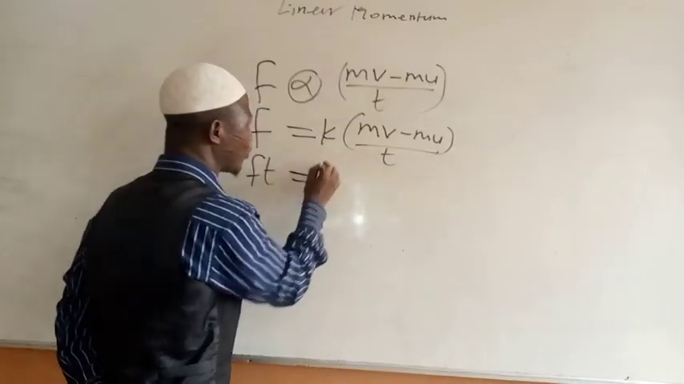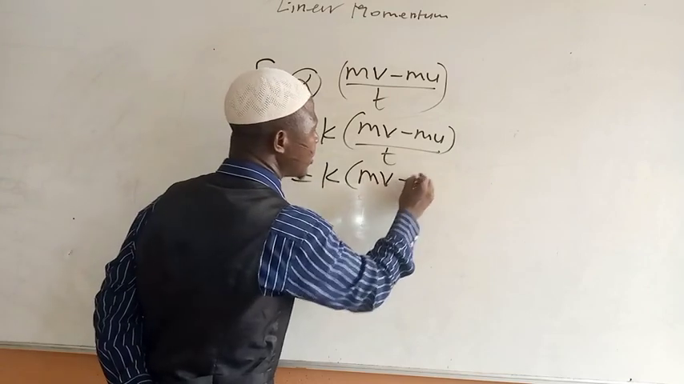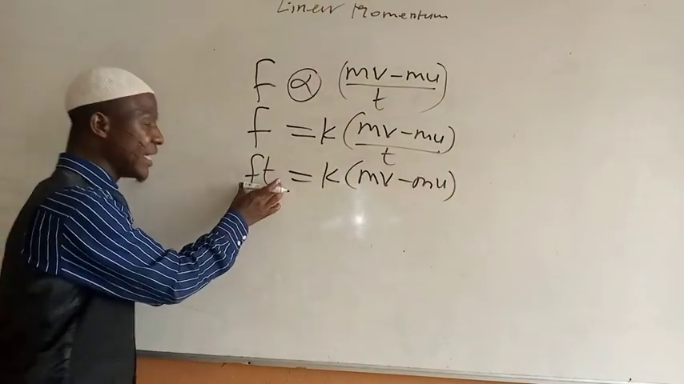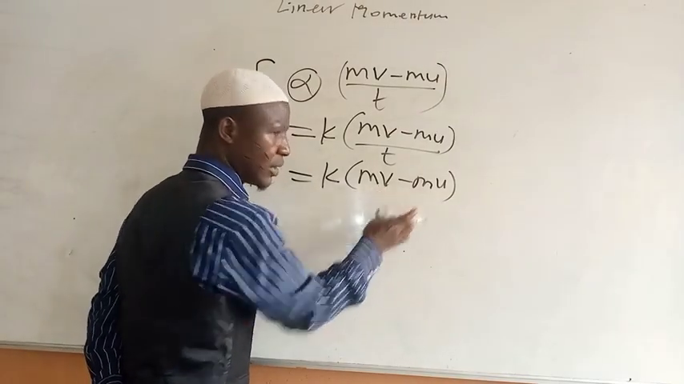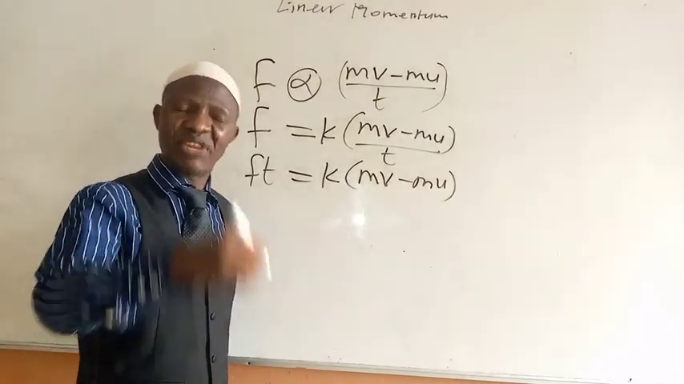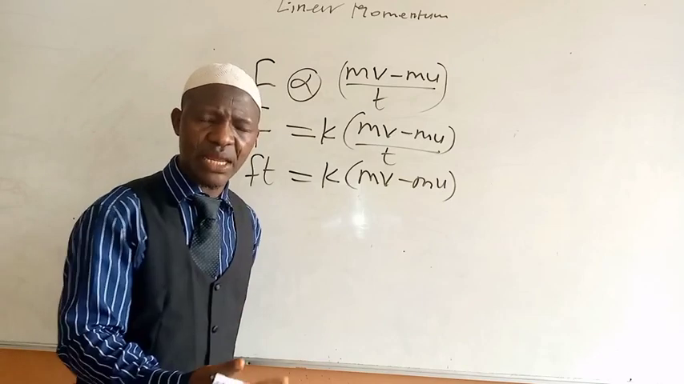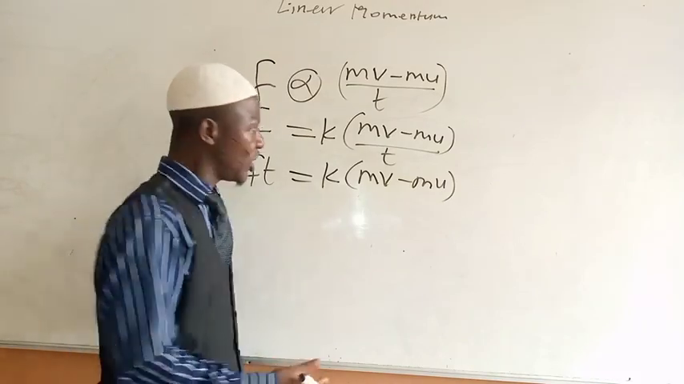Therefore, this one is equal to k(mv minus mu). Now, dimensionally, impulse is equal to change in momentum. Because impulse, when we say change in momentum, has the same dimension as momentum. That is just like change in velocity. We have the same unit as what? Dimension as what? Velocity itself.